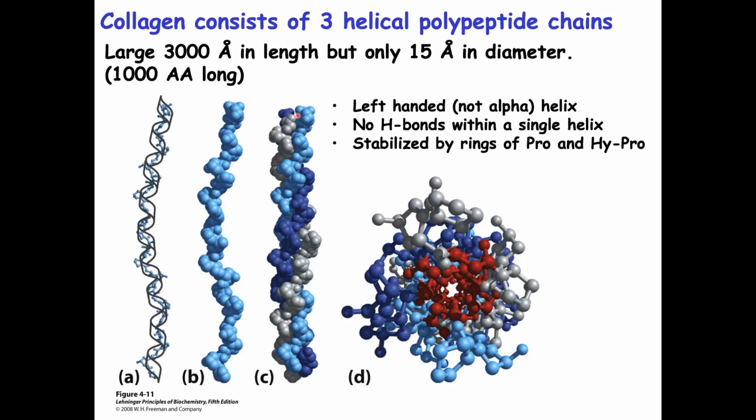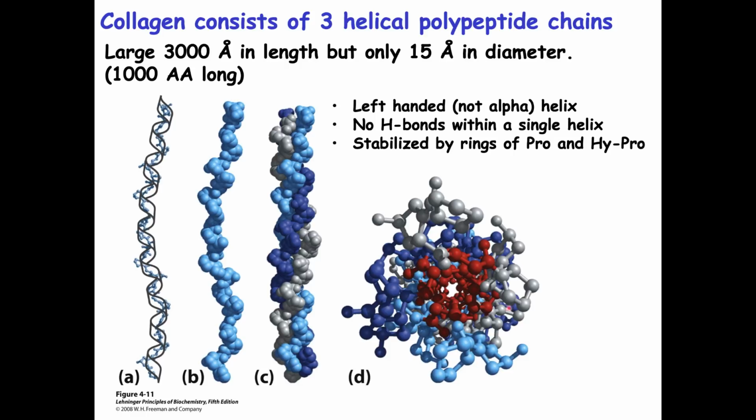So these are left-handed helices. They're not alpha helices. They have different dimensions. And they come together to form a right-handed superhelix or supertwist. And you can see here in this representation how closely the different helices are associated with each other.